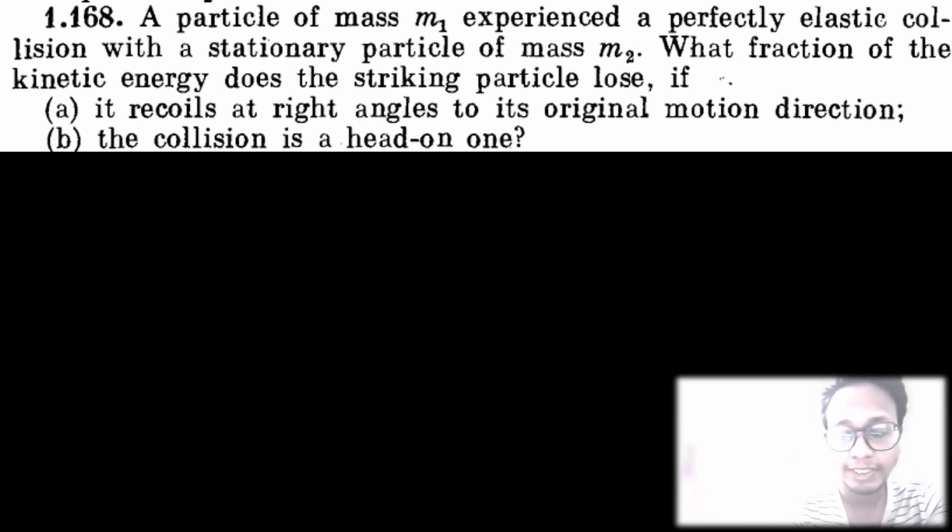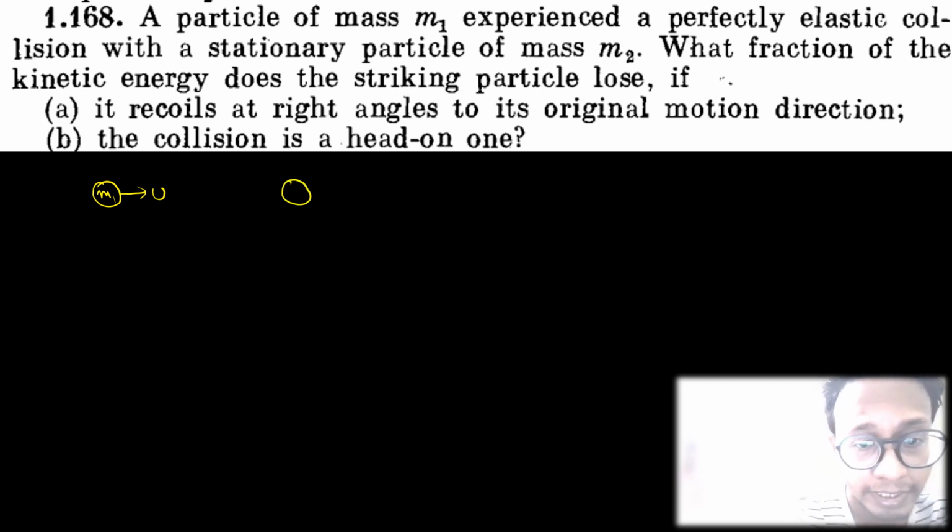In this question, what is happening is there is a mass m1. It is traveling with some velocity v, and there is a stationary mass m2. Now these two masses collided elastically. So the question is asking, find out the fraction of energy loss of the colliding particle. That means find out the energy loss of this particle after collision.